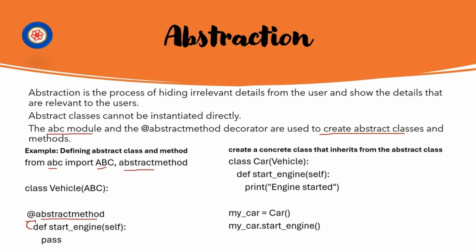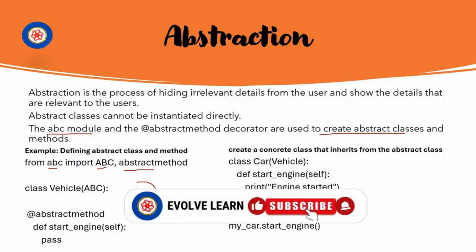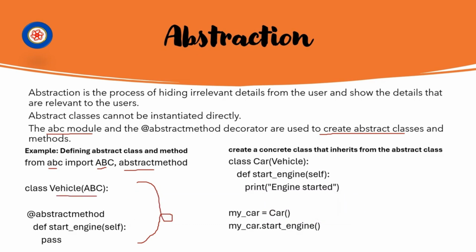Going to the example, next we define an abstract class with an abstract method. Here Vehicle is the abstract class and start_engine is an abstract method. This abstractmethod decorator is used to indicate that this method must be implemented by any subclasses. This is how we define an abstract class and method.